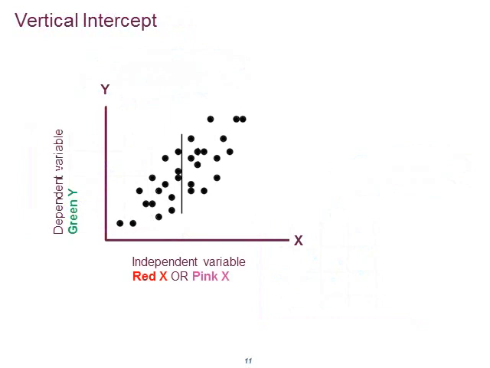Vertical intercept. For concluding the actual effect of the variable on the green Y, the amount of vertical intercept is a measure of the total contribution of all input variables to the green Y, other than the input variable, or in the scatter plot, the red X.